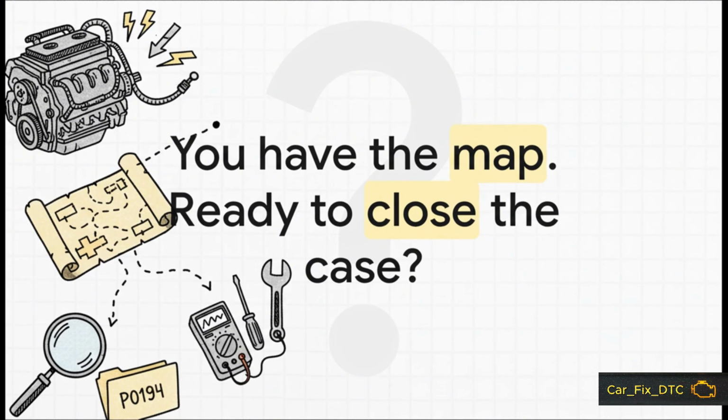See? By breaking down P0194 into these 4 electrical suspects, what seemed like a really complex problem becomes a totally manageable process of elimination. You now have a clear diagnostic map to follow. So, the only question left is, are you ready to grab your tools and close this case?